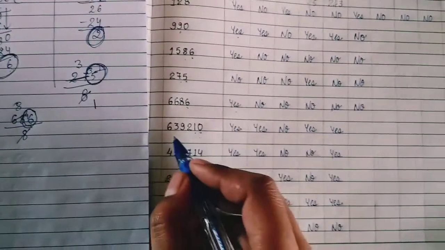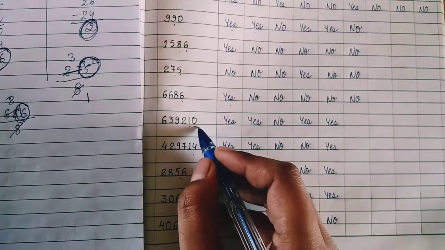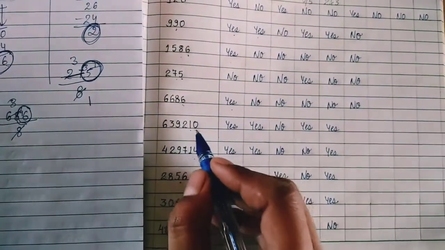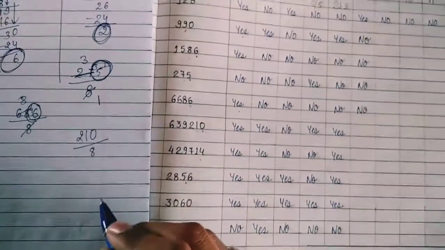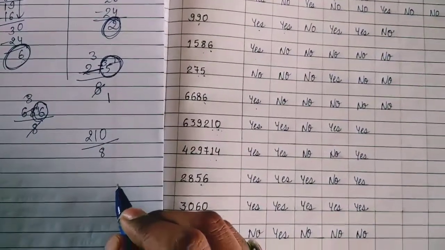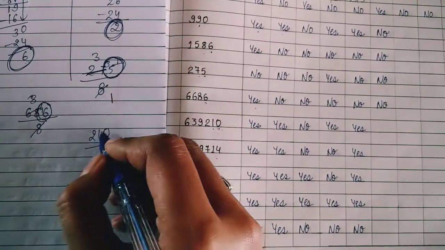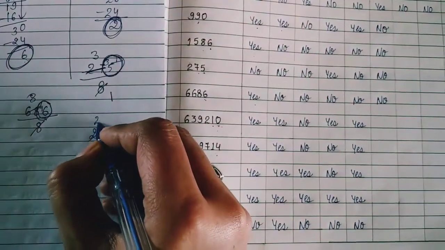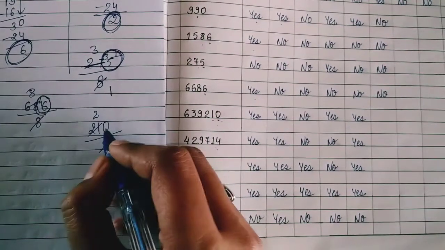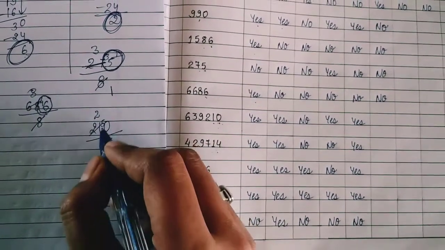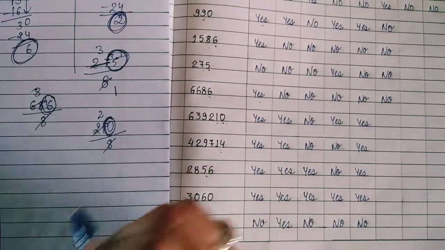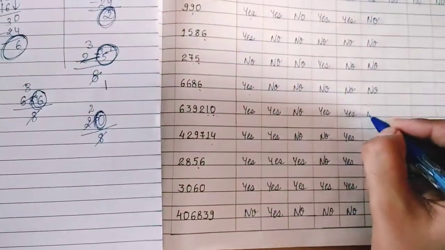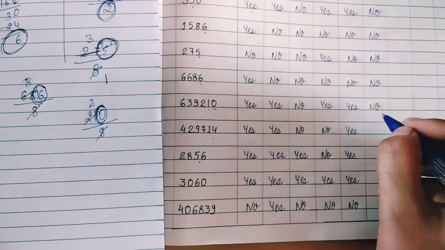Then the next number is 639210. It has the last 3 digits as 210. Is 210 divisible by 8? 8 1s are 8. 8 2s are 16. The remaining 5 goes next to 0 and becomes 50. Is 50 divisible by 8? No. So this number is not divisible by 8.